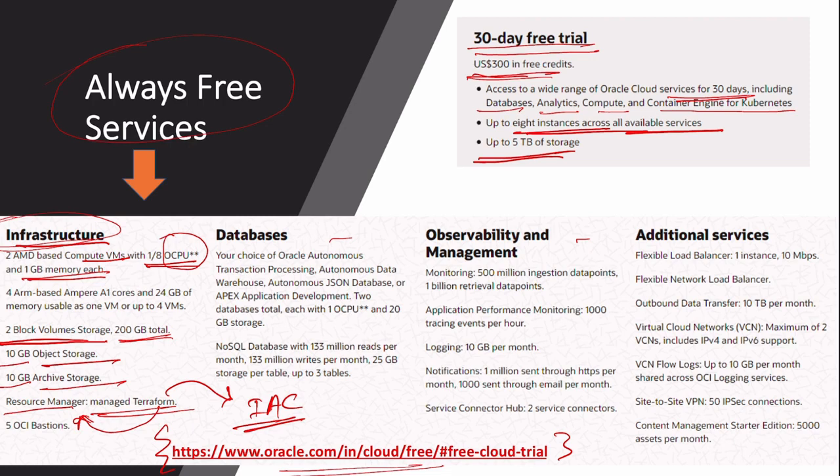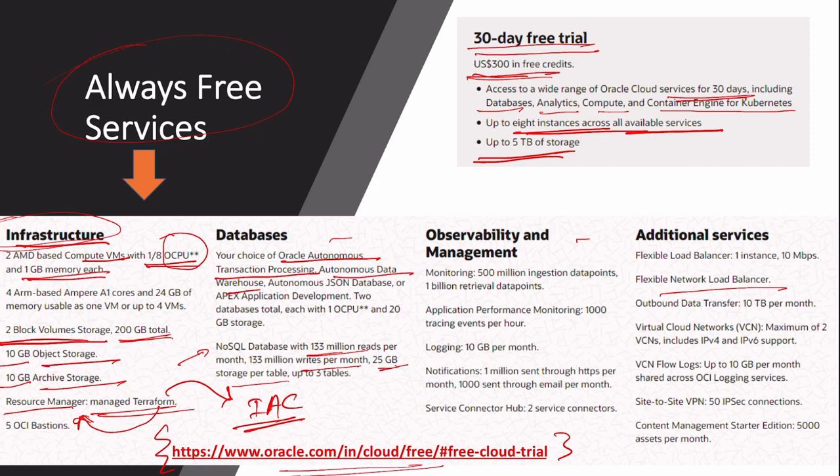I always get this question. When I went through the 2020 exam and 2021 exam, I got one question on it. In databases, you will get Oracle Autonomous Transaction Processing or ADW. You can choose either one of these two, I guess. And you can have a NoSQL database with 133 million reads per month and 133 million writes per month, with 20 GB storage per table. So just go through these services. It will help you understand what you are getting. You are also getting the network load balancer.